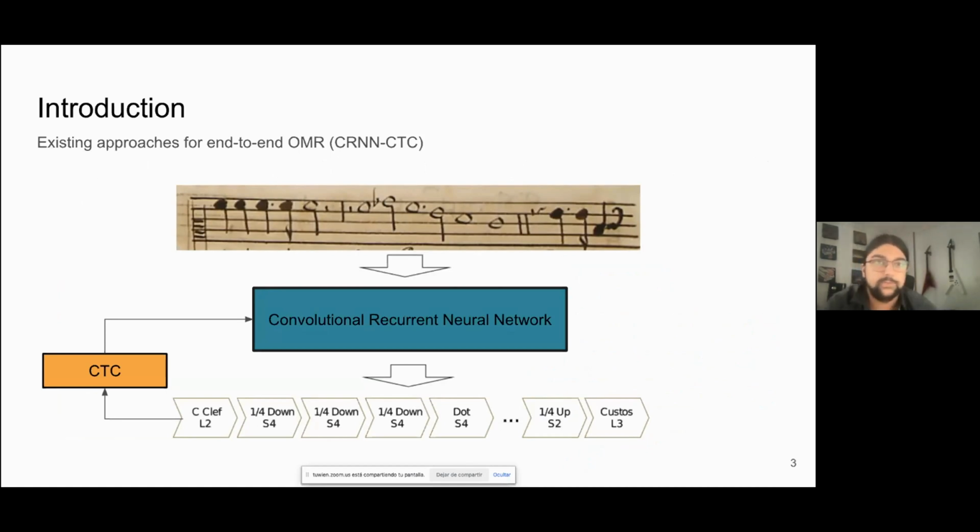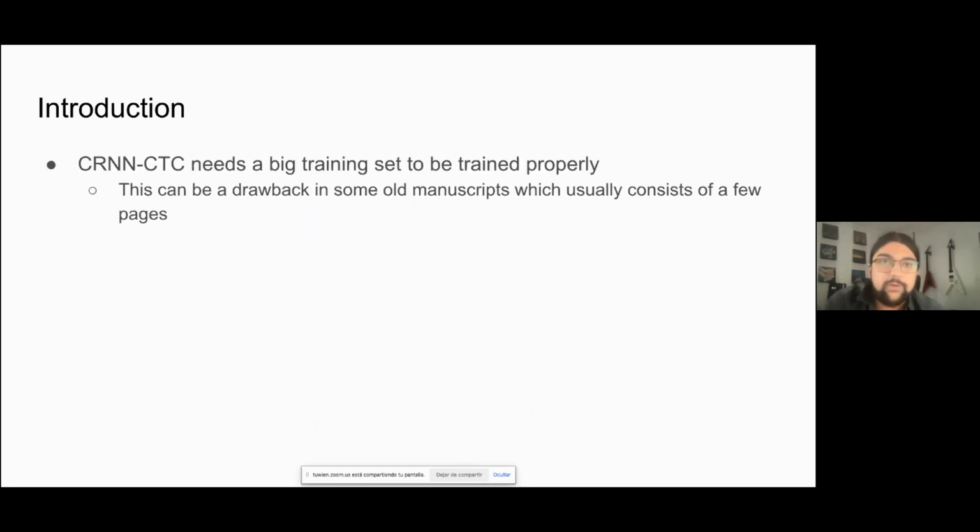in reading music notation, but it usually needs big training sets to be trained properly. This can be a very big drawback when transcribing music. Old music manuscripts very commonly consist of very few pages, so the training process would be very difficult in that case. To try to solve this, we present a new approach which tries to solve the task in a simpler way, inspired by human reading behavior.